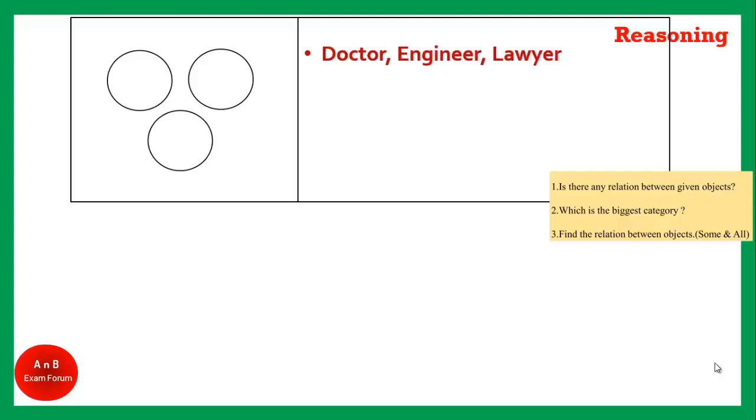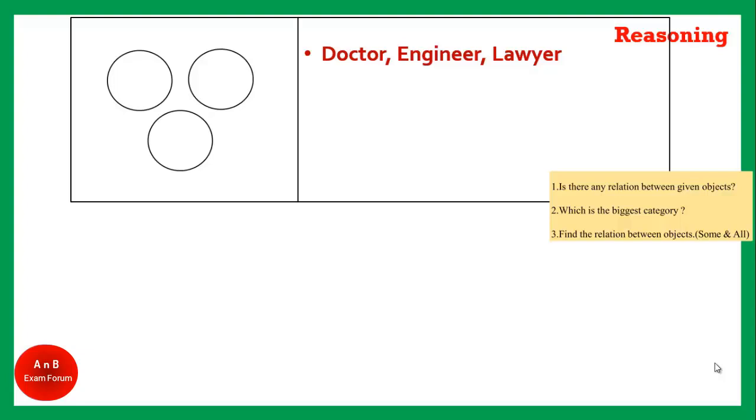You have to find the relationship between doctor, engineer and lawyer. From our strategy, the first question is, is there any relationship between the given objects? Can a doctor be an engineer? Just ask the question yourself. No, a doctor cannot be an engineer. And one more thing, you should always see the common sense. If a person is a doctor and he is doing engineering also, that is an exceptional case, but in the reasoning section you have to see the common sense only.